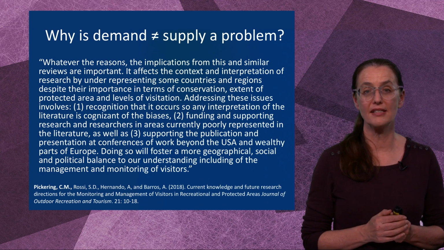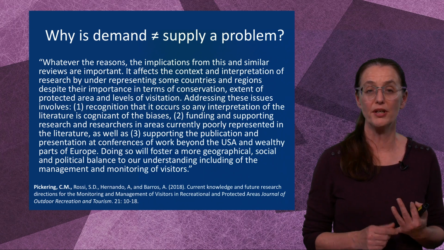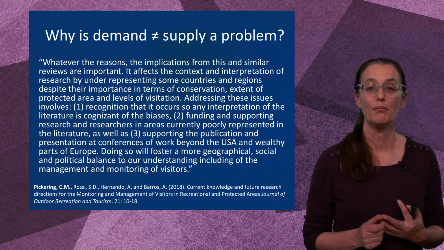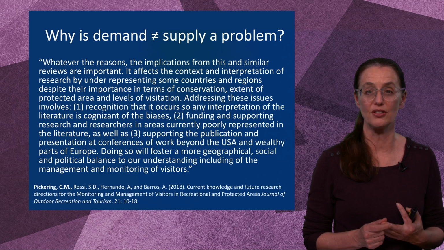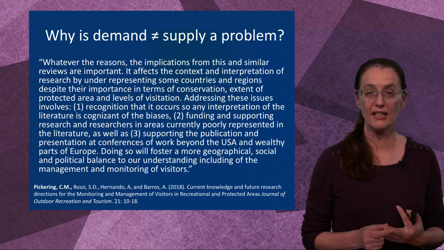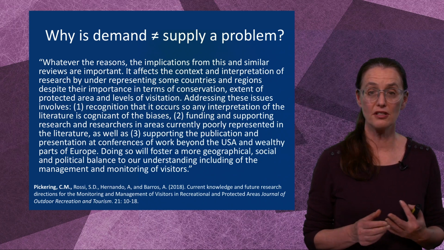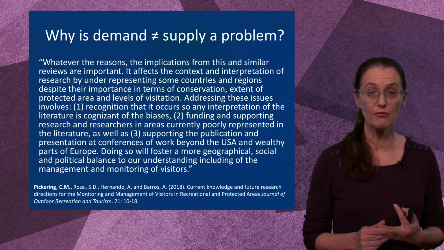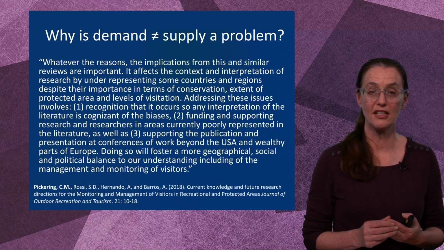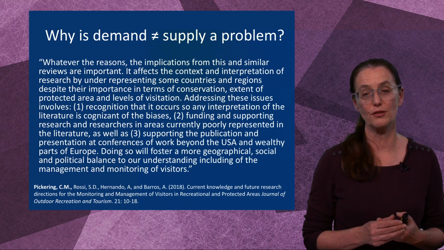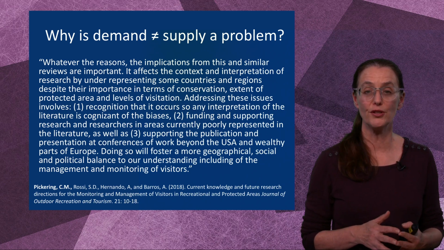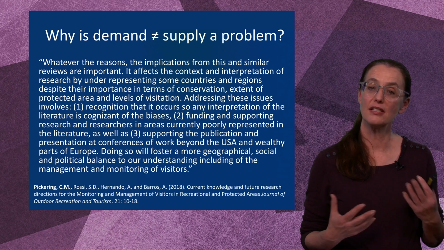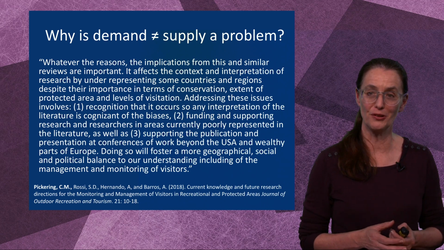And then we have to talk about why demand not equalling supply is a problem. Whatever the reasons, the implication of this and similar reviews is important. It affects the context and interpretation of the research by underrepresenting some countries and regions despite their importance. Addressing these issues involves recognising that it occurs, so any interpretation of the literature is cognizant of the biases, providing funding and support for researchers in areas currently poorly represented in the literature, and supporting the publication and presentation at conferences and in journals of work beyond the USA and wealthy parts of Europe. Doing so will foster a more geographically, socially and politically balanced understanding of that topic. So you can see this is a really important point to make and will occur in many of the reviews.